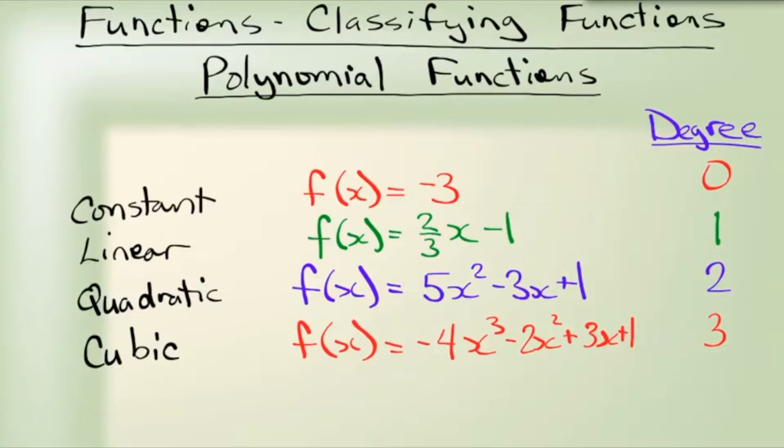A constant function has a degree of 0 because the x has a power of 0. It's not there. A linear function has a degree of 1 because the highest power on x is a 1. A quadratic function has a degree of 2 because the highest power on x is a 2. And a cubic function has a degree of 3 because the highest power on x in these functions is a 3.